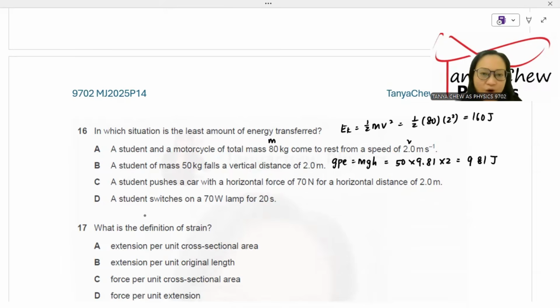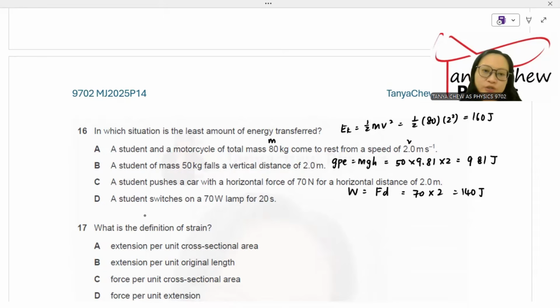C, a student pushes a car with a horizontal force of 70 Newton for a horizontal distance of 2 meter. Energy is ability to do work, so you can find work. Force multiplied by the distance moved, right? So 70 times 2, so I get 140 joules.